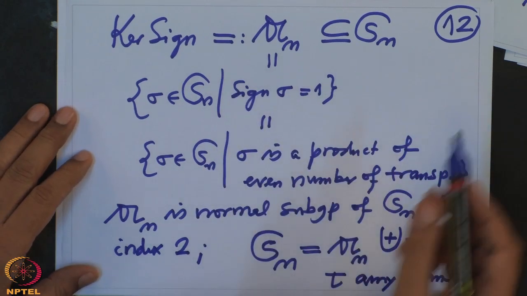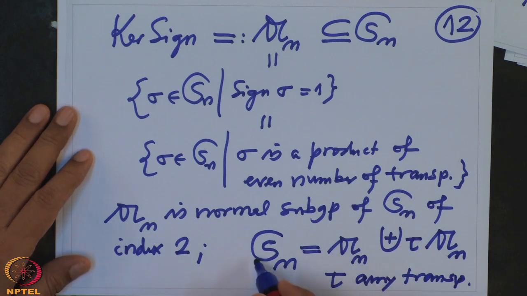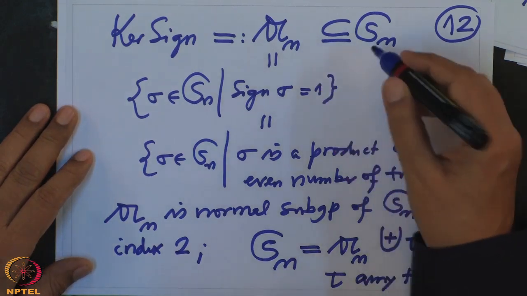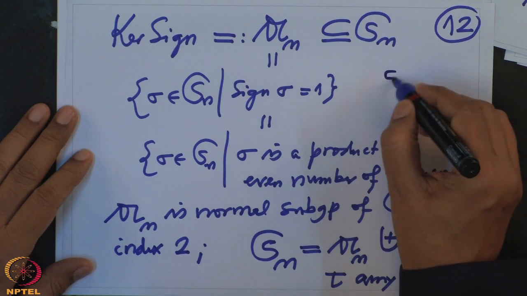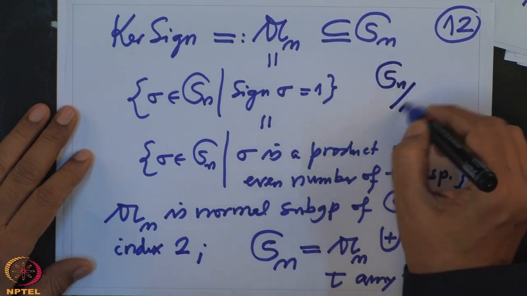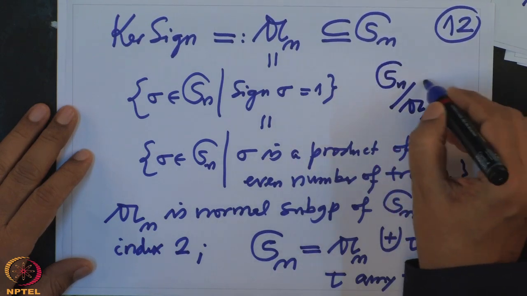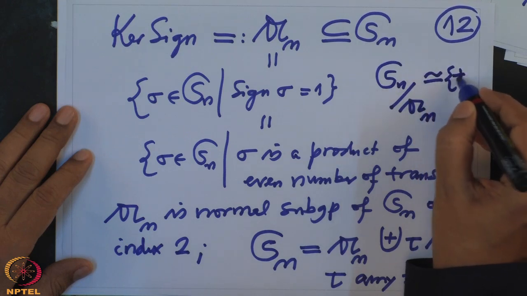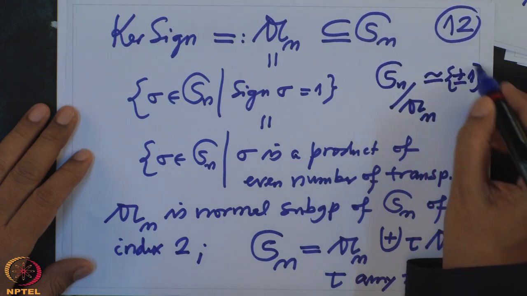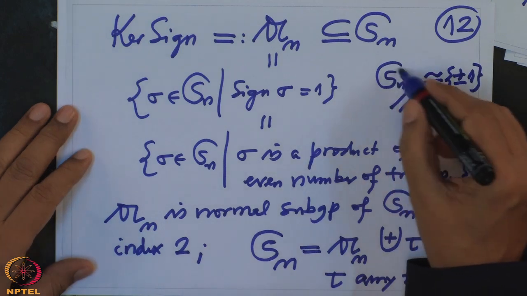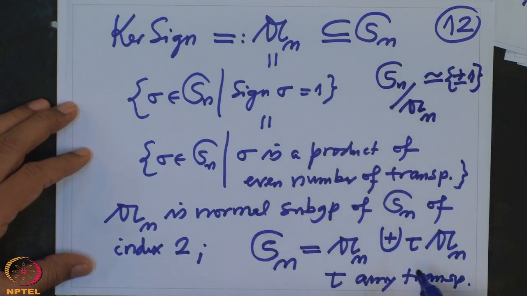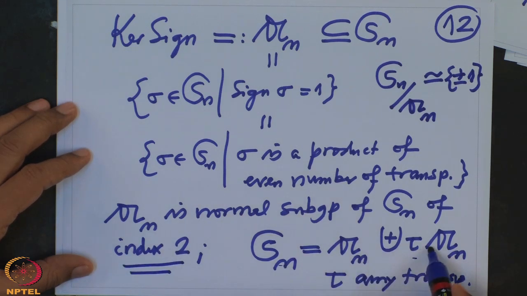That is very clear because we know that An is a kernel, therefore Sn modulo the kernel, that is An, is isomorphic to the group {plus 1, minus 1}. This group has cardinality 2, therefore this quotient set has cardinality 2. That is the meaning of index 2, and therefore in this decomposition there are only two cosets of An in Sn, and they are precisely these.